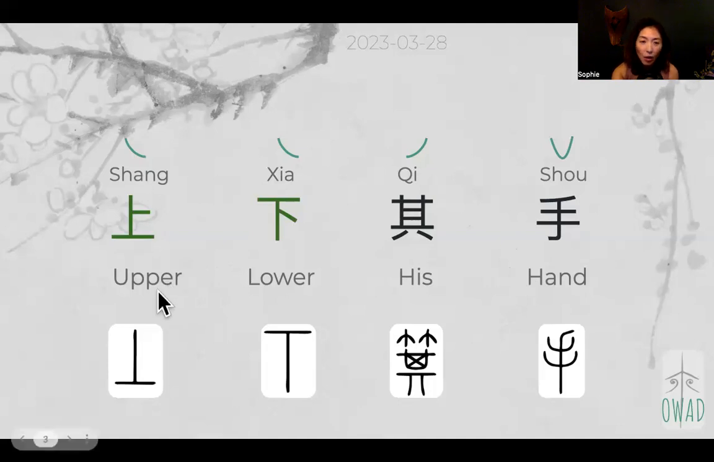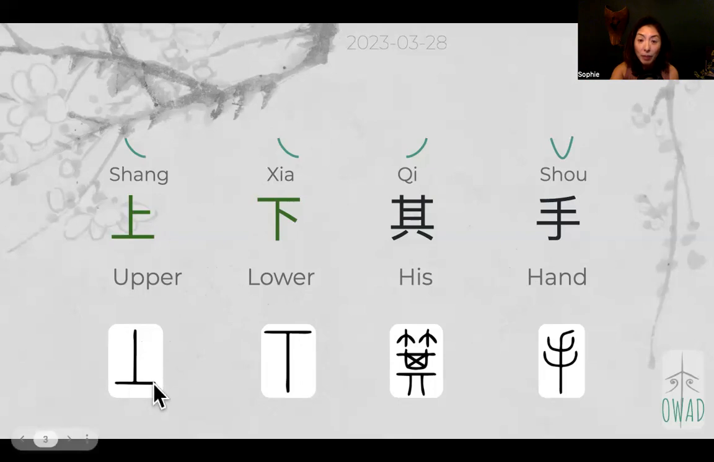Okay, 上, I call it this time upper and lower, which is giving you a more accurate sense of the direction that is pointing. Basically, it's somebody pointing up or pointing down. So that's upper and lower, pointing toward the up, pointing toward the down.